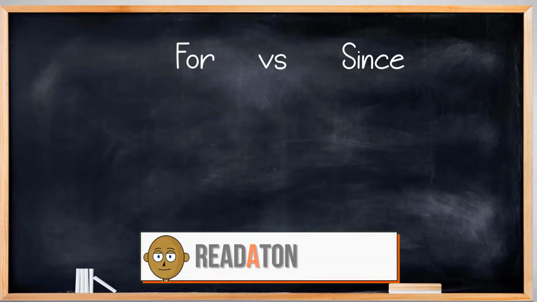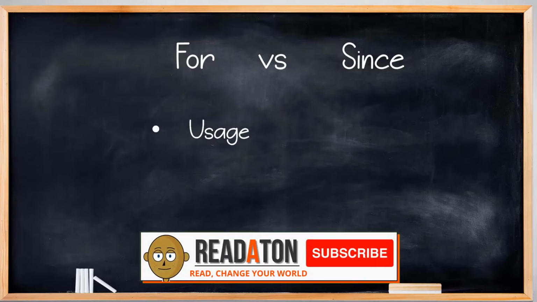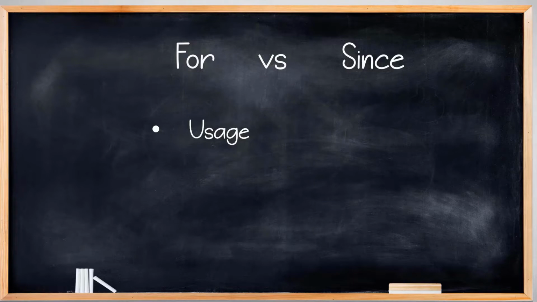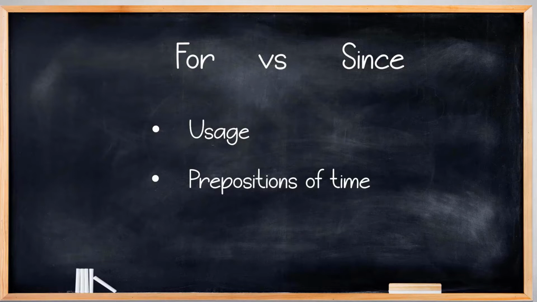So in today's lesson, we're going to look at how and when to use for and since, particularly when we use them to talk about time. And I needed to point this out because, of course, there are other uses for these two words. Today's lesson is focused on their usage with respect to time, or more precisely, how they function as prepositions of time.